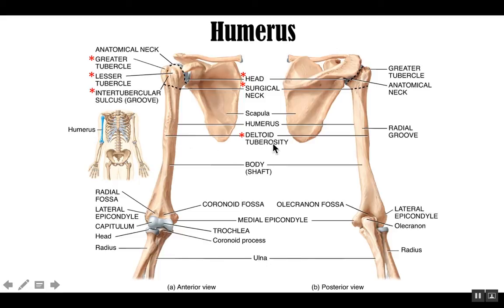A tuberosity is typically used to describe a rough surface. And you can see here that there is a roughening that occurs at that location. That allows the muscle to attach.